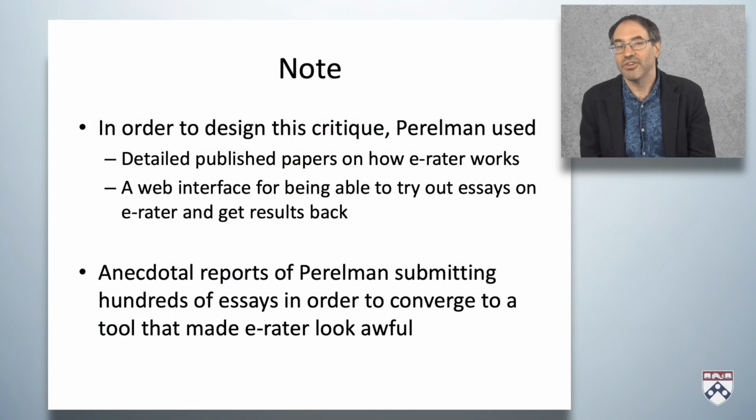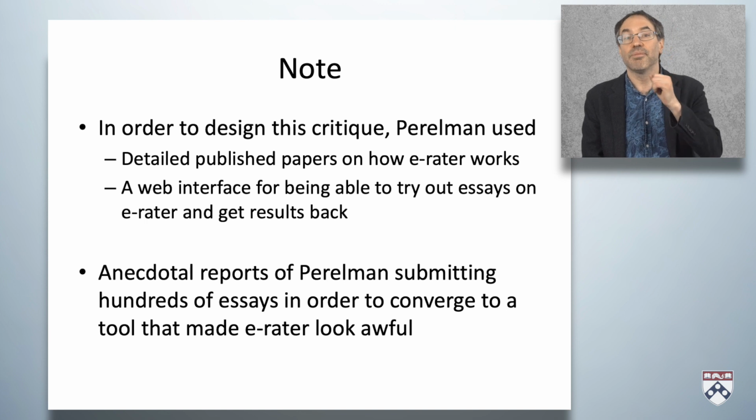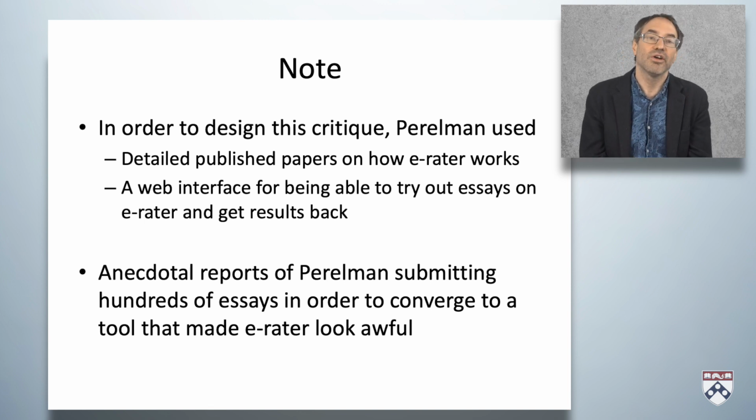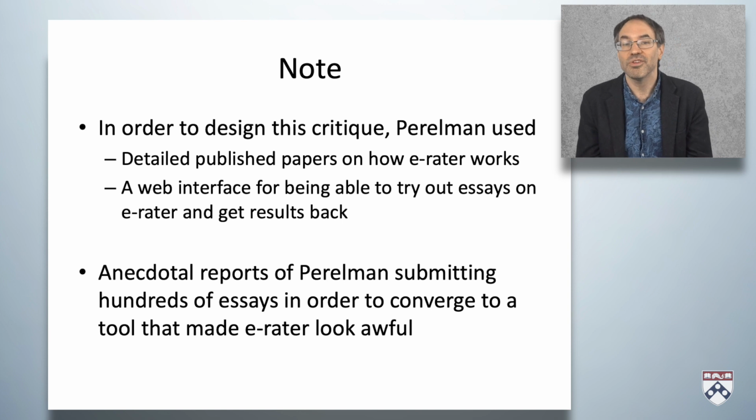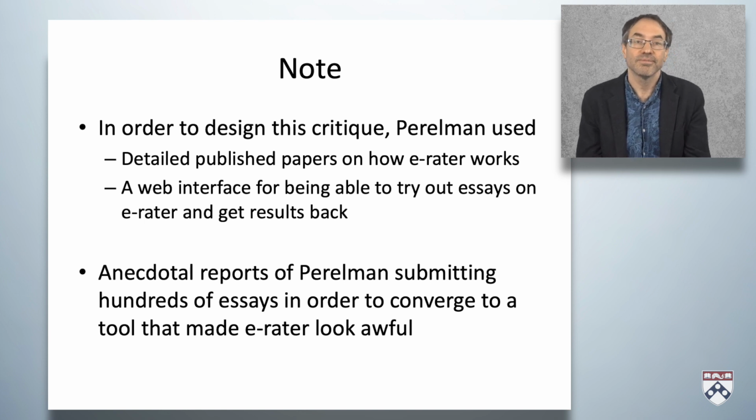Now, in order to design this critique, Perelman leveraged detailed published papers on exactly how E-Rater works, and importantly, a web interface for being able to try out essays on E-Rater and get results back. E-Rater were being good citizens and letting people inspect what they did, and it's been reported that Perelman submitted hundreds of essays in order to converge to a tool that made E-Rater look awful. In other words, that generation of natural language processing was vulnerable to malicious attack.